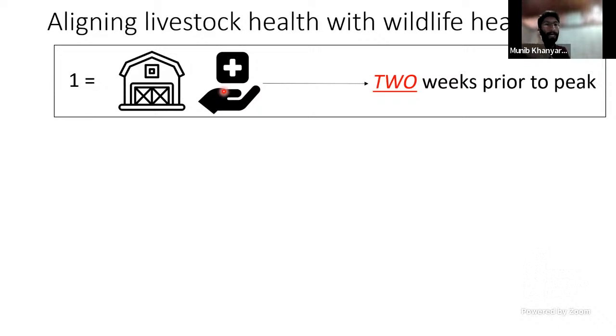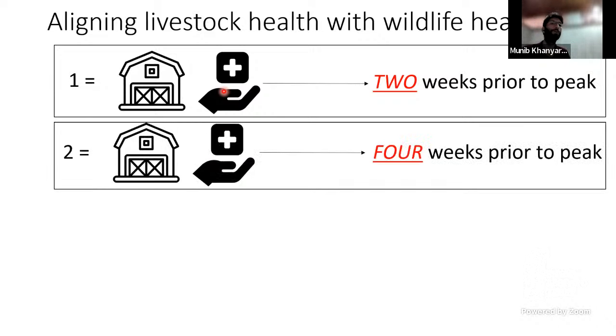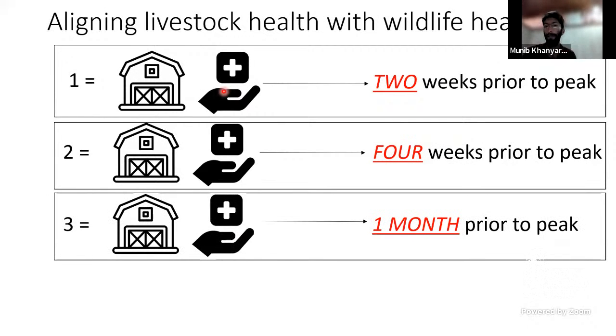Because we can't do this for the entire year. These are resource-limited systems as well. And you don't want to create any anti-helminthic resistance, right? Like if you keep giving them drugs for the entire year. So let's do it for 2 weeks prior. Let's do it for 4 weeks prior, because maybe 2 weeks is too short. Let's do it for a month prior to the peak, because as you remember, these are slow burn systems.